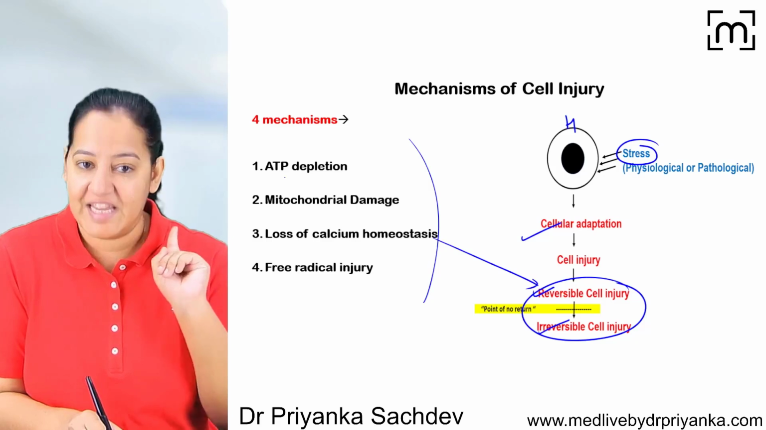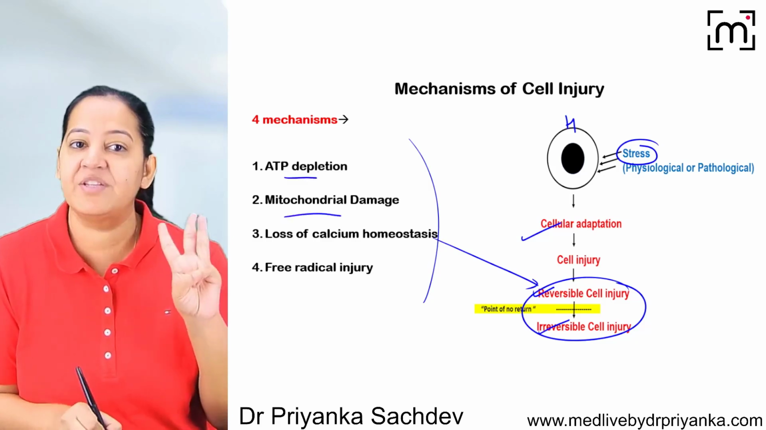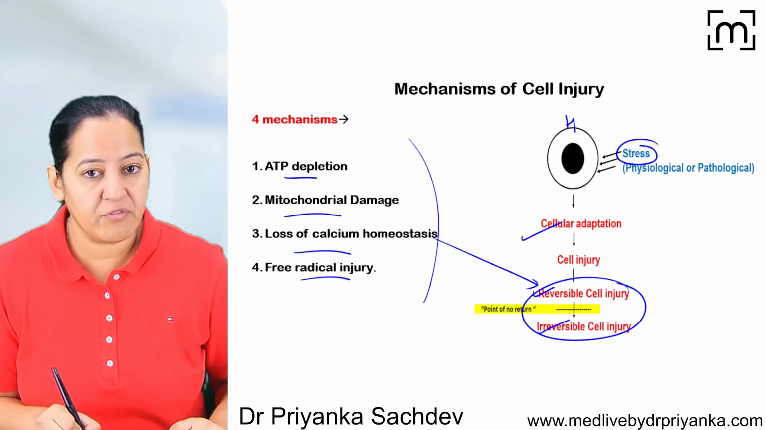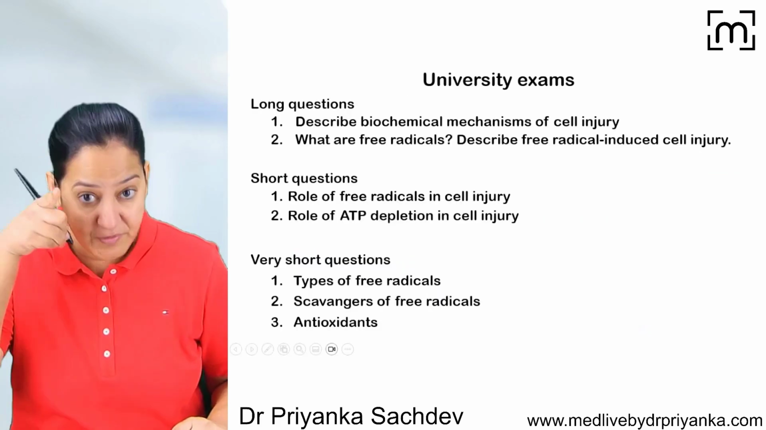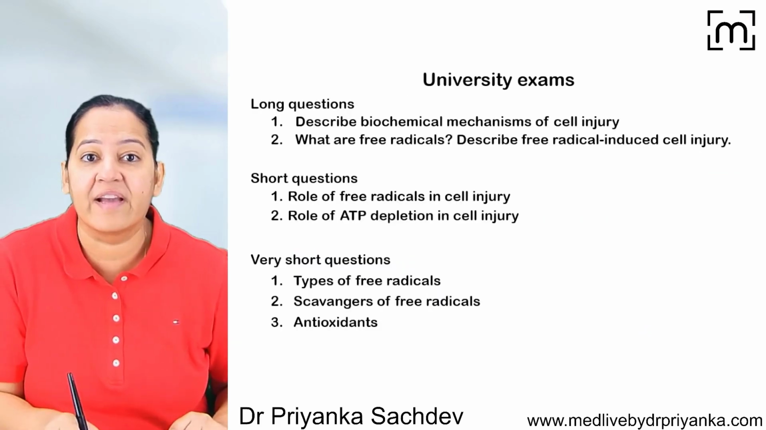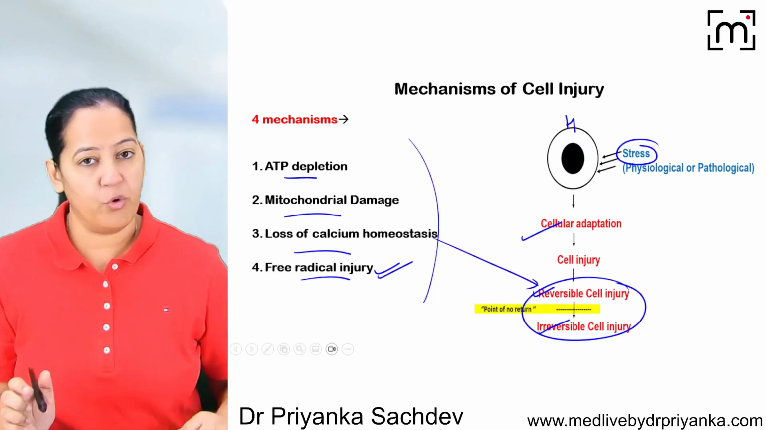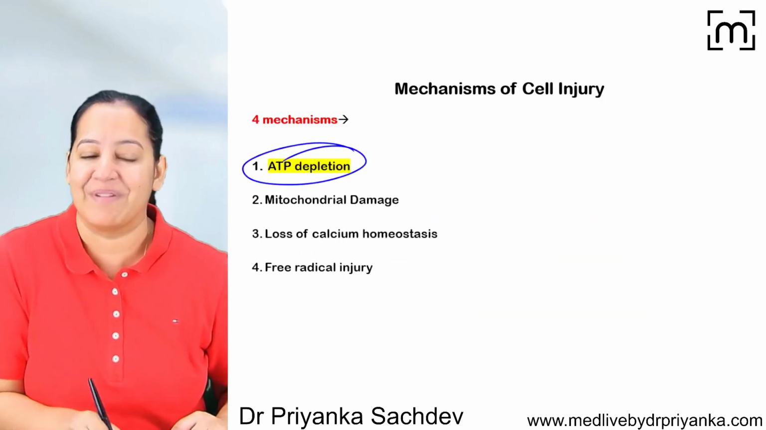The first mechanism is ATP depletion. The second is mitochondrial damage. The third is loss of calcium homeostasis, and finally free radical injury. Most of the PYQs which are asked in the university exam are on free radical. Free radical is very important. You get many questions on that. So I will be discussing all 4 one by one. The first one is ATP depletion.